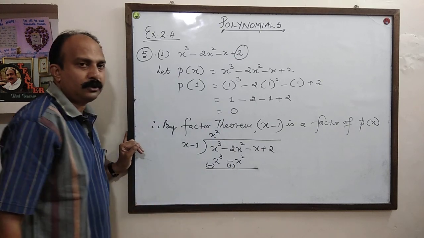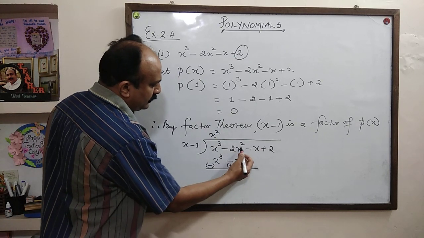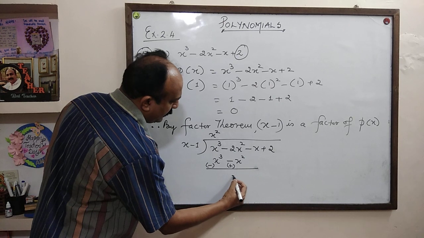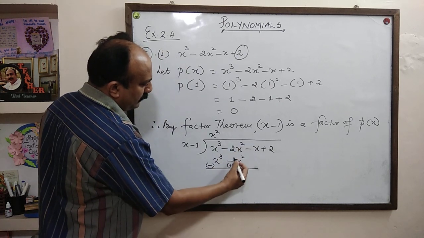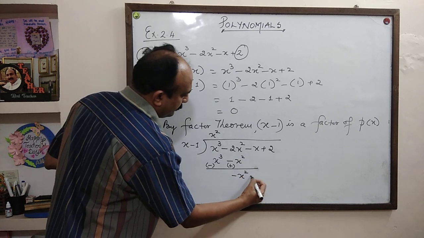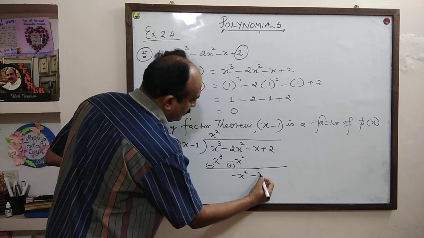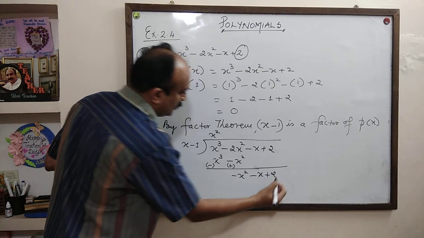X cube minus x cube got cancelled. Minus 2x square plus x square, answer is minus x square. Minus 2 plus 1 is minus x square. The remaining terms are minus x plus 2.